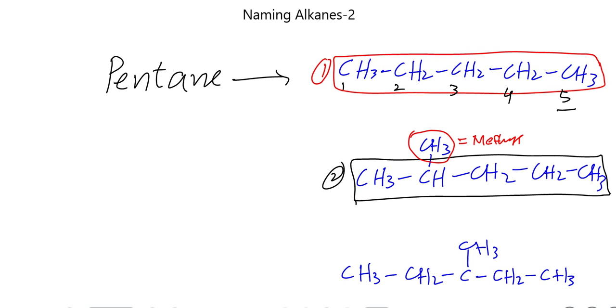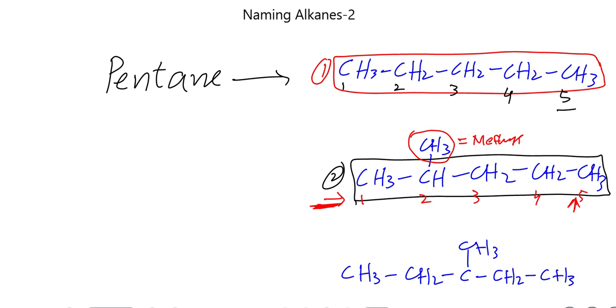Now how to name it? You have to give position. Before that, you have to do numbering of the carbon chain you have selected. Numbering starts from the end of the chain which is closer to the branch. Now you have two ends, this end and this end. This end is closer to the branch, just the second carbon has the methyl group. So we'll start numbering from here: 1, 2, 3, 4, and 5.